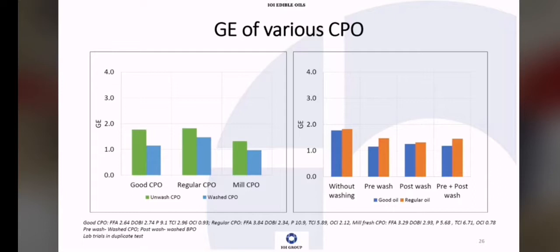Regular CPO and mill CPO. Again, we got best results with fresh CPO from the mills. I think it is to be expected. The graph on the right is again the same as what we did with the 3-MCPD, which is to determine where is the best place to position the washing stage. And again, if we compare for both GE and 3-MCPD, probably the best position will still be to install the washing stage just before the bleaching stage.